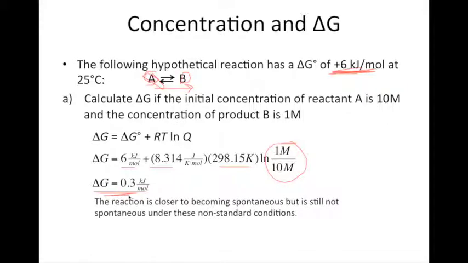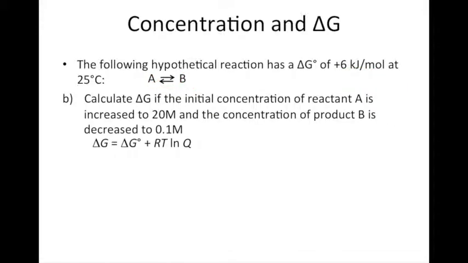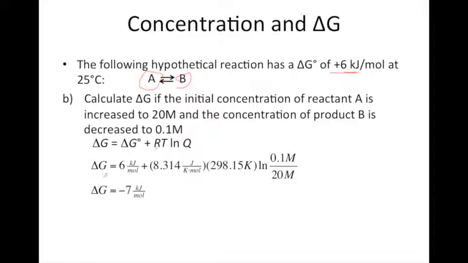So let's take a look at part B. What if we increase the concentration of A even bigger and decrease the concentration of B even smaller? I would expect delta G to get even smaller relative to delta G standard. In fact, it's probably going to be negative in this instance. So let's plug in our values here. Again, we have our delta G standard, RT, and we're calculating Q. And here we get a delta G of negative 7 kilojoules per mole.